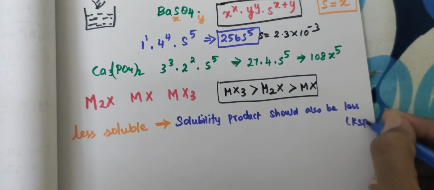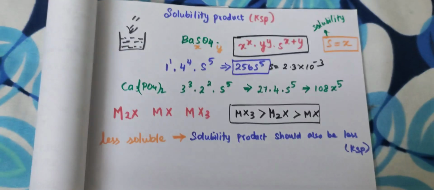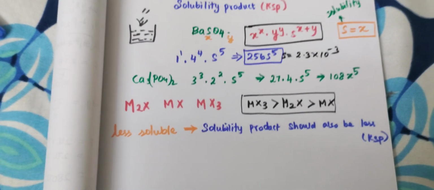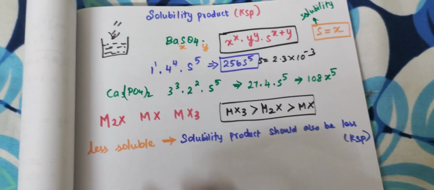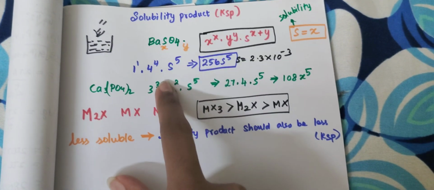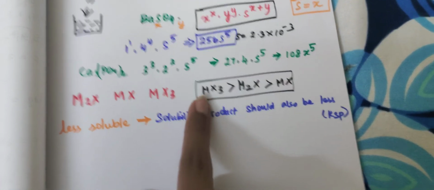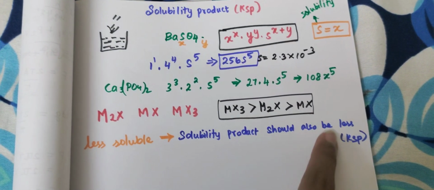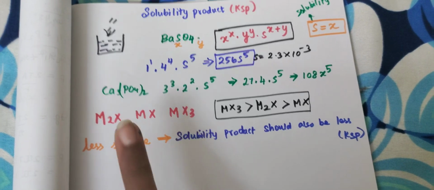Solubility product in the sense what? It indicates the solubility of a substance. If the solubility product itself is less, then the substance is also less soluble. These are some of the points you have to understand. Firstly, this formula, we have solved 2 examples for that. And this order you have to remember. Then remember this point: if the solubility product is less, then the substance is less soluble.